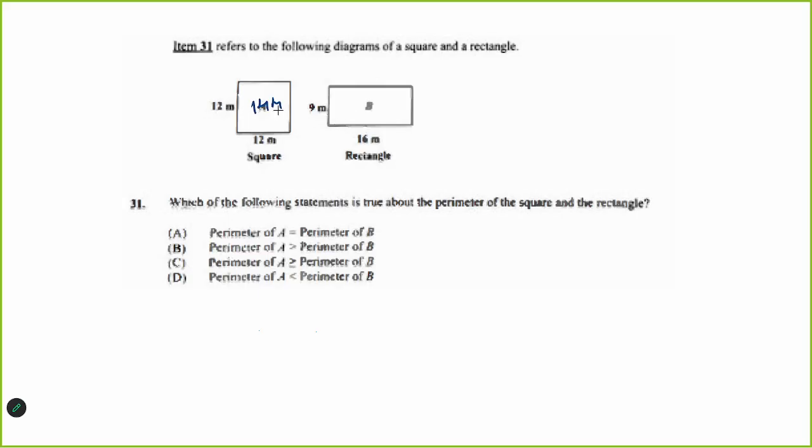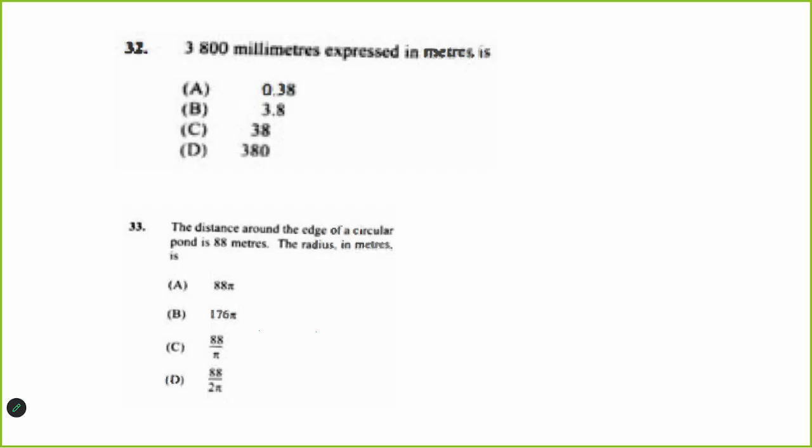And this, hold on, the perimeter of this is 12 by 4 is 48. 16 and 16 is 32. 9 and 9 is 18. 18 and 32. 8, 9, 10, 3, 4, 5. That's 50. So you can clearly see that this is less than this. So equal, no. This is more than, so no, no. D is the answer. This one here expresses a meter divided by 1,000.